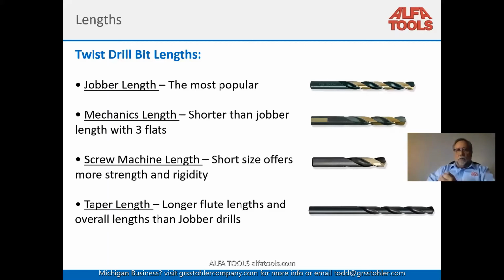Diameters, the chuck will loosen and the tool will spin and you'll get a bad hole or you break the tool. So the 3 flats are what clamps down with the 3 jaws in the chuck that holds the drill. Screw machine length, also known as stub drills, is the shortest. It offers the most rigidity and strength.